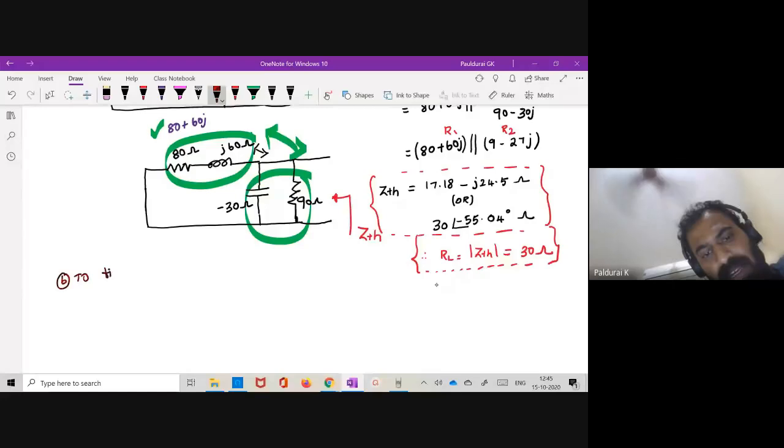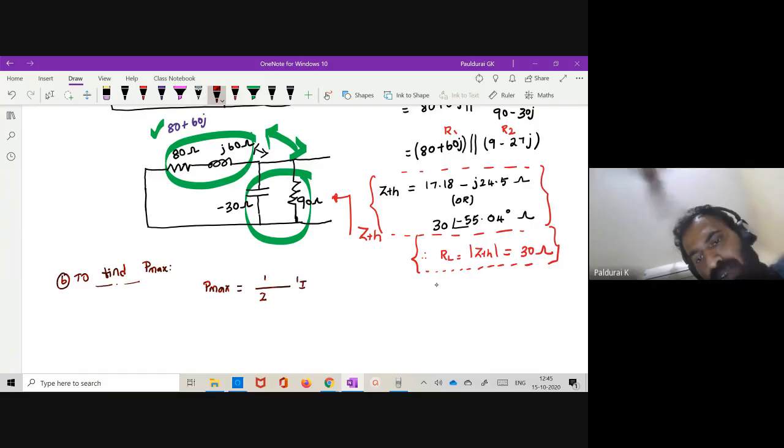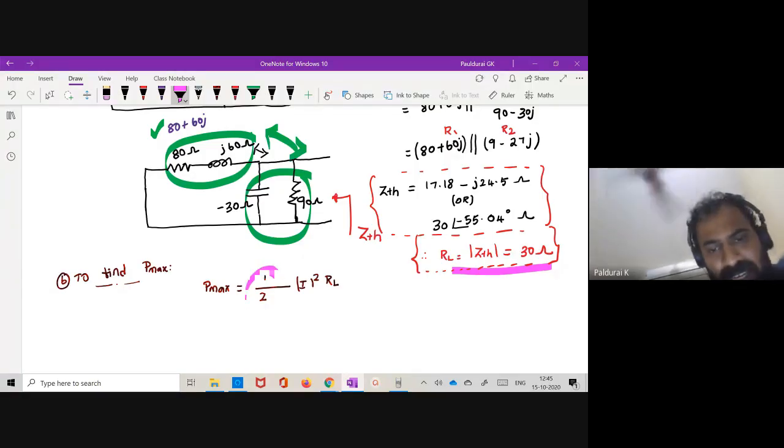To find P max. Okay. So this time, what is the formula for P max? It is the magnitude of I squared times RL. Where RL, this is my RL, 30 ohm. Half is constant. Okay, so you want to calculate I. How will you calculate I?